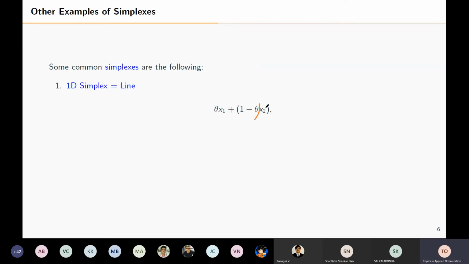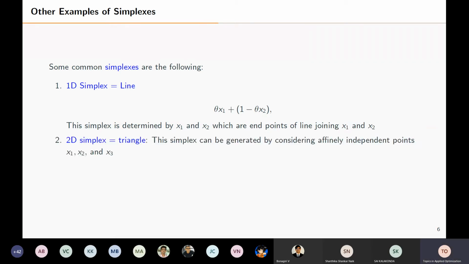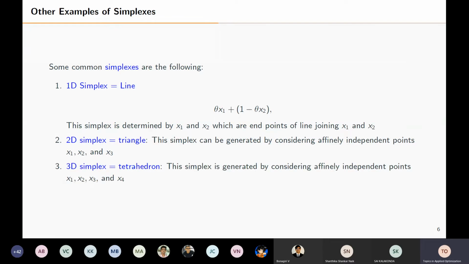There is a typo here, right? So it should be like this. It's determined by x1 and x2, which are endpoints of the line joining x1 and x2. Okay, 2D simplex is a triangle. A simplex can be generated by considering affinely independent points x1, x2, x3. And then 3D simplex we just saw is a tetrahedron.